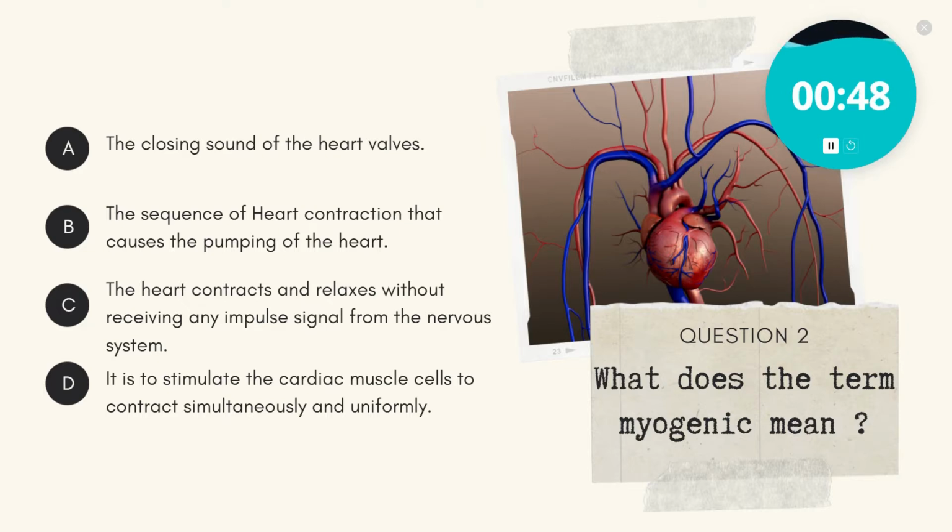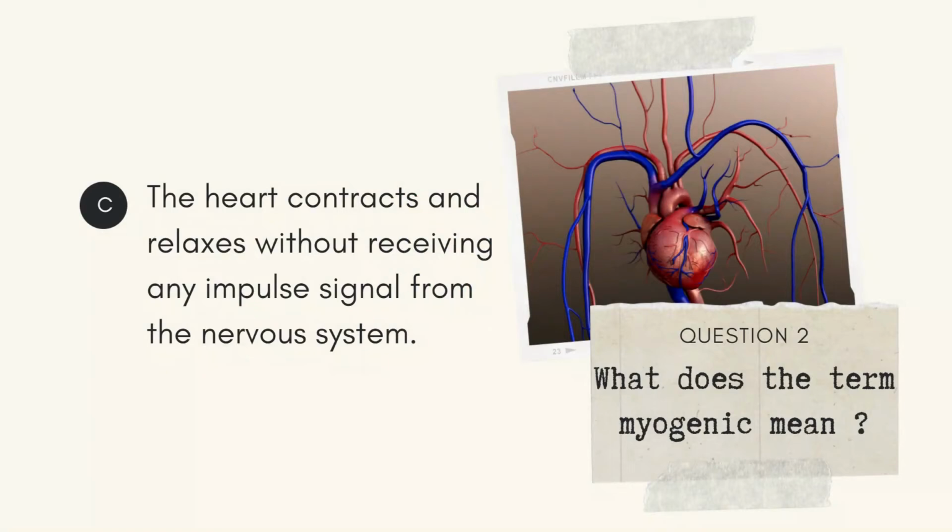Twenty more seconds. Five, 4, 3, 2, 1. Okay. Drum roll again. So the answer is C. The heart contracts and relaxes without receiving any impulse signal from the nervous system. So congrats again to whoever got it correct, and better luck next time to whoever got it wrong.